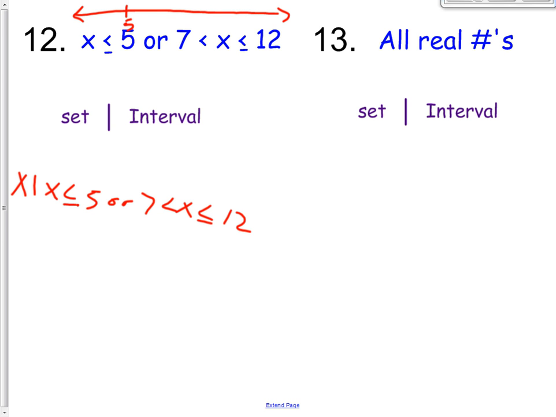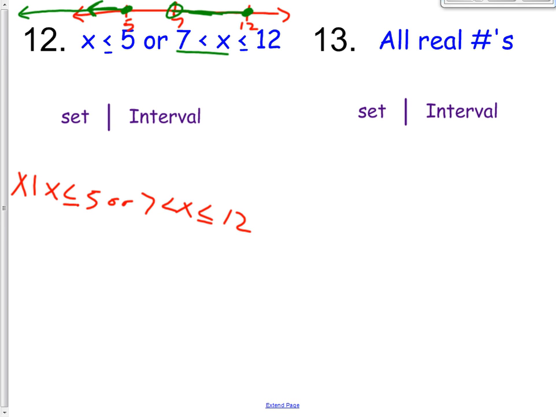Here's 5, here's 7, here's 12. So x is less than or equal to 5, so closed circle here. 7 is less than x, or another way of saying that is x is greater than 7, so everything over here except x is less than or equal to 12, so it stops at 12. Less than or equal to means I have a closed circle, and here 7 is less than x, so that's going to be an open circle.